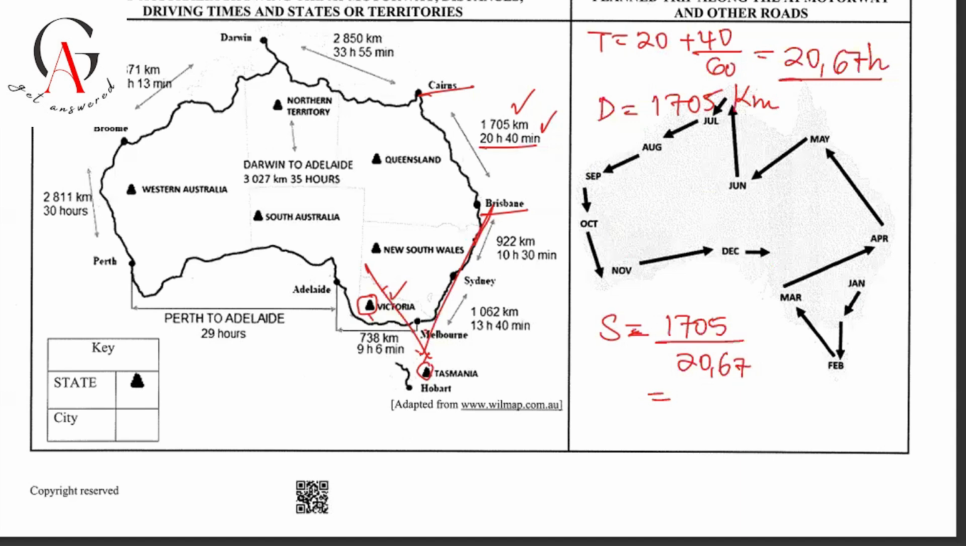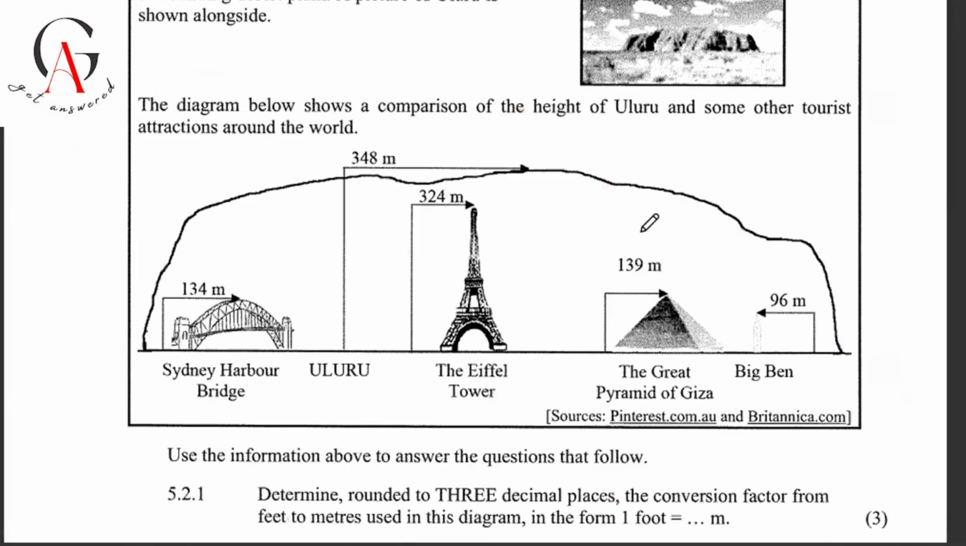We divide it by 20.67 hours, and it's 82.49 kilometers per hour. That's the speed.